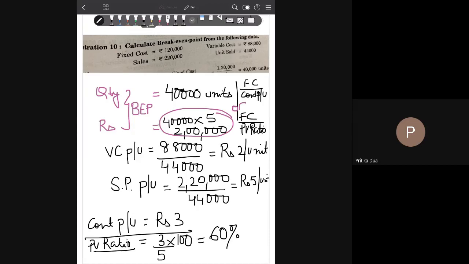Whatever we are covering will come in the paper. So I request all of you to solve the question side by side, and if there's any doubt, then ask. Let's move to the next question.